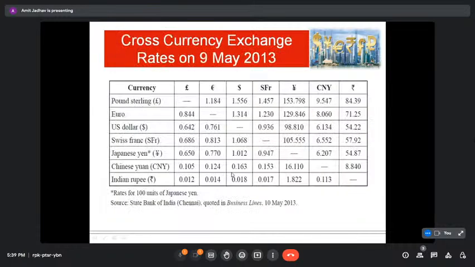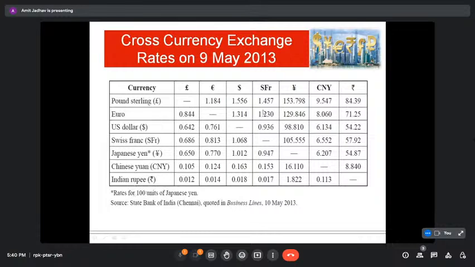Next, there is a simple table showing the cross currency exchange rates in May 2013. Here we have various countries' currencies: pound sterling, the British currency; the euro, the European Union currency; the US dollar, the American dollar; the Swiss franc, Switzerland's currency; the Japanese yen, Japan's currency; China's yuan, China's currency; and India's rupee, the Indian currency.